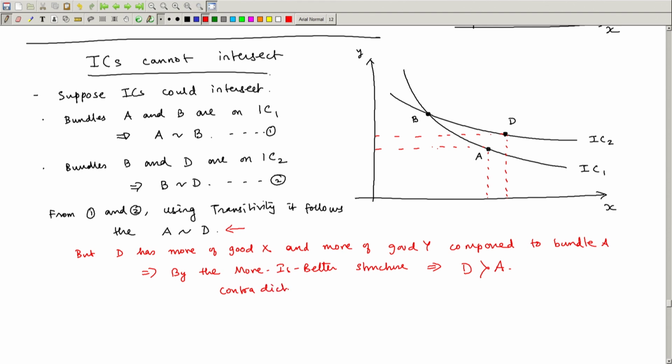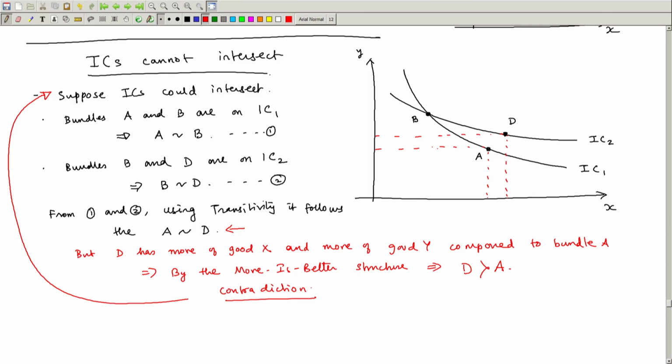So, this is a contradiction, right? And the source of the contradiction is that I started with an incorrect statement. The reason I arrived at a contradiction is because I started with a claim which was incorrect. I started with a statement saying that indifference curves could intersect, and I have reached a point where I am contradicting between two claims.